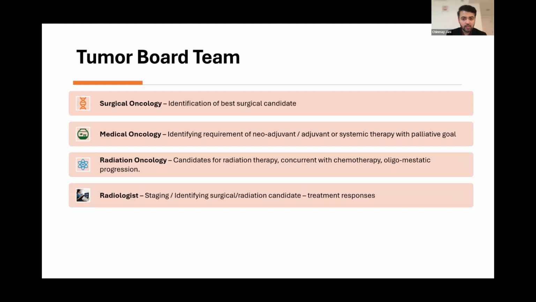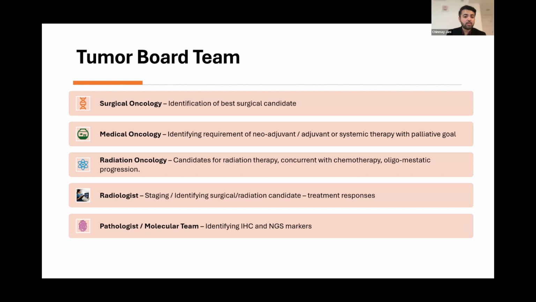There are radiologists as well who help us identify the staging as well as where exact surgery can be done or where exact radiation can be given. At the same time, they also help us evaluate treatment responses, because sometimes we are asking, how much is the cancer growing or how much is the cancer regressing? And radiologists can share their expertise too.